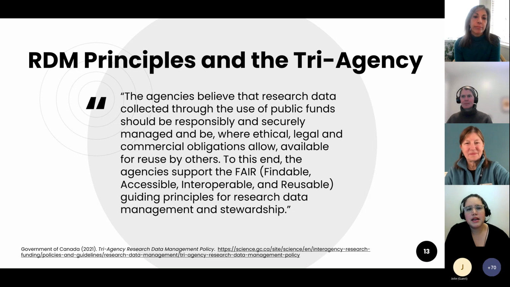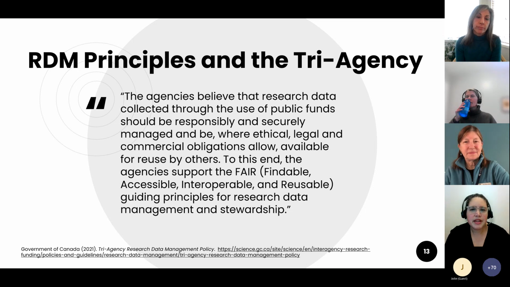So this quote, again, is taken from the tri-agency research data management policy, and it's noting that research data collected through the use of public funds should be responsibly and securely managed. So tri-agency is supporting this research, and so this is what they're looking for. As well, the research data that is collected through the use of these public funds should be available for reuse by others where ethical, legal, and commercial obligations allow. So it's important to note that the policy is reflecting that there are situations, those ethical, legal, and commercial obligations, that would make data not available for reuse. So it's not a blanket statement, which is often well known, but something that's helpful to just highlight here.